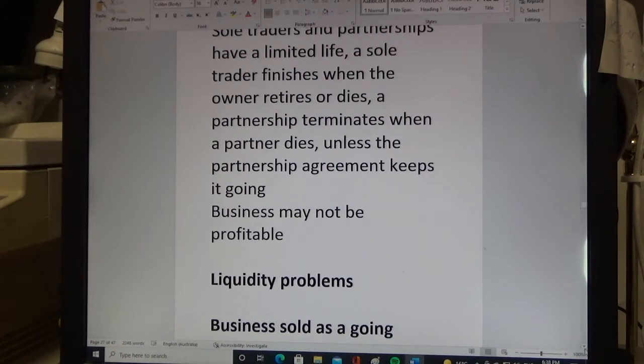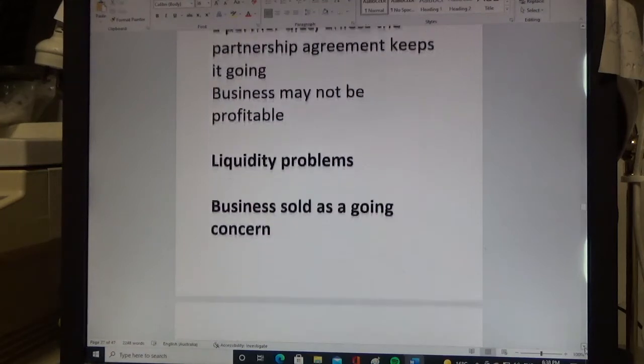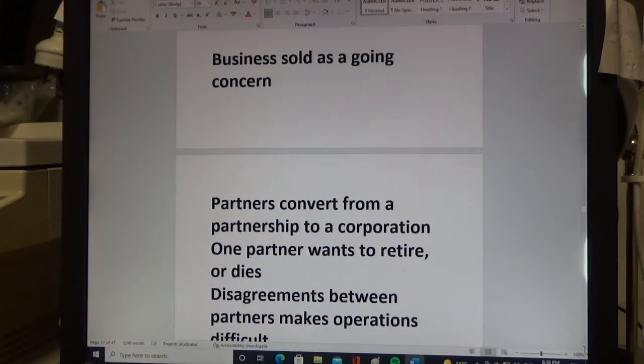The business might not be profitable. It might have liquidity problems. It could be insolvent, as we said. Liquidity being access to cash. Insolvency meaning inability to pay your debts.